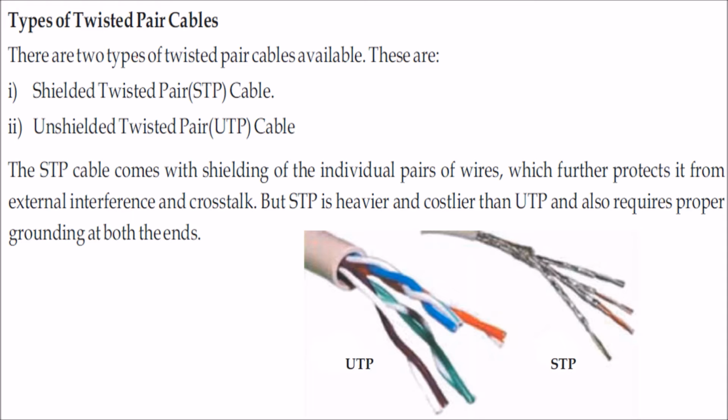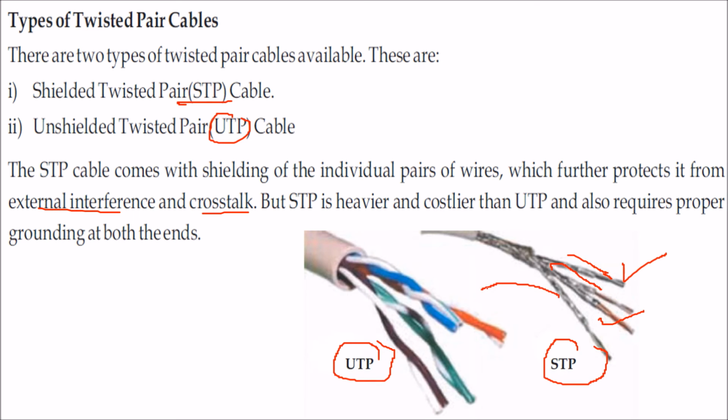There are two types of twisted pair cables. First is STP, the shielded twisted pair. Then you have UTP, the unshielded twisted pair. STP comes with shielding of each individual pair of wires, which further protects it from noise, namely external interference and crosstalk. But STP is heavier and costlier than UTP.